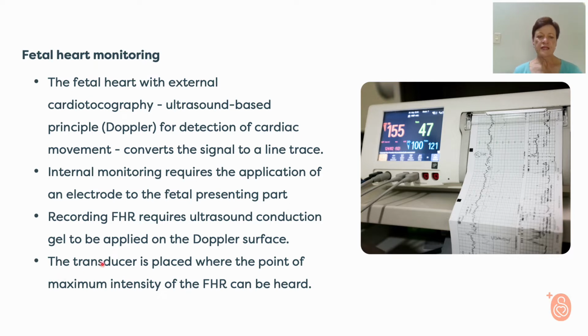Now, as I've said, we usually put the transducer at the place where we hear the fetal heart rate the best. So we obviously have to do an abdominal palpation before we can put the fetal heart monitoring part of the tachograph on the patient's abdomen, and then usually we put the transducer more or less where we felt the anterior shoulder, which is usually the best place to put the transducer.